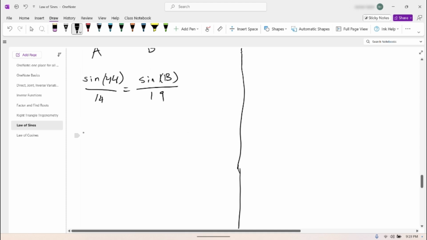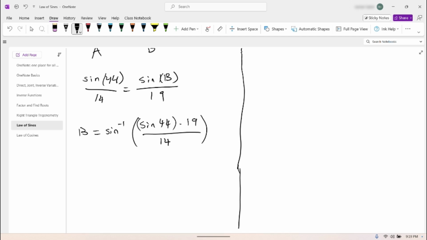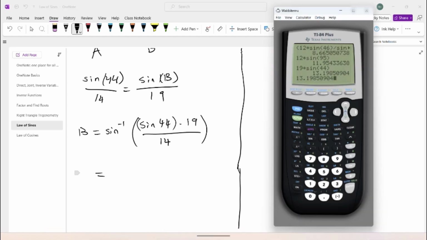So solving for B, we get B equals inverse sine of sine 44 times 19, all over 14. This is just cross multiplying things out and taking the inverse sine, because we have sine of B equals that chunk. So we take the inverse sine, and using our calculator, let's see what we get.